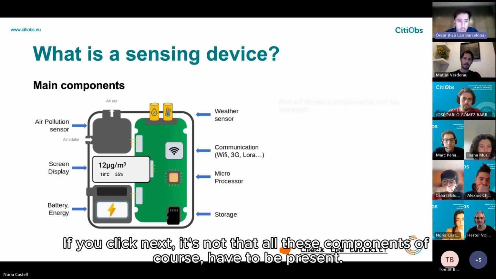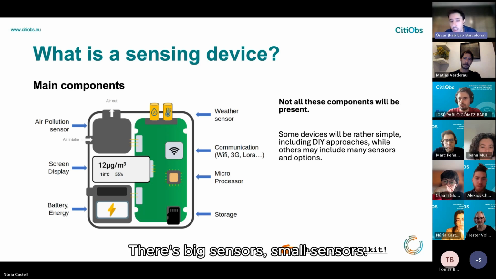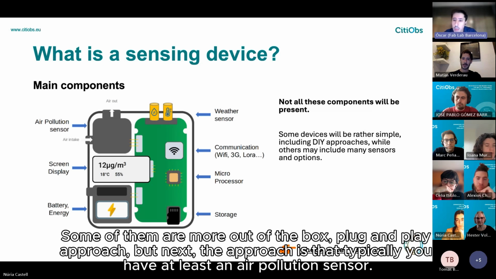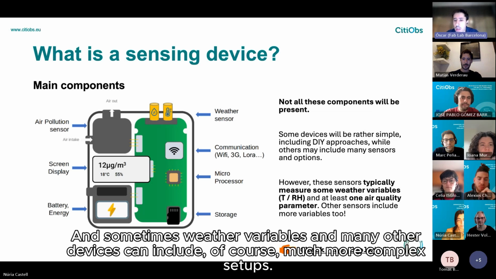If you click next, it's not that all these components, of course, have to be present. There's big sensors, small sensors. There's many kinds. Some of them are more DIY. Some of them are more of an out-of-the-box plug-and-play approach. But next, the approach is that typically you have at least an air pollution sensor and sometimes weather variables, and many other devices can include, of course, much more complex setups.